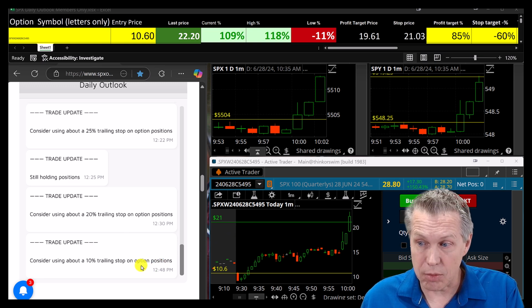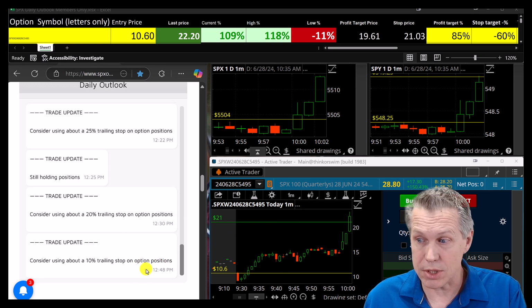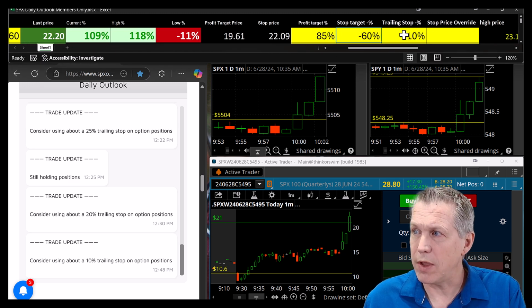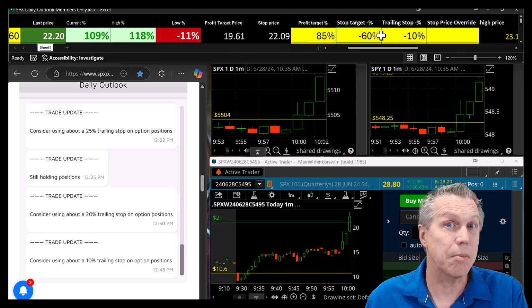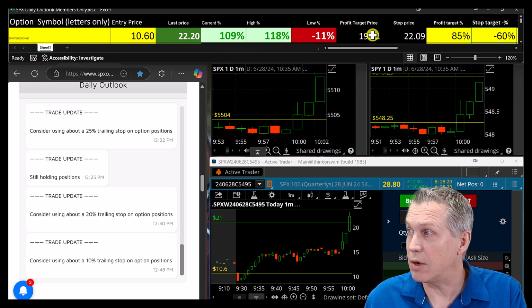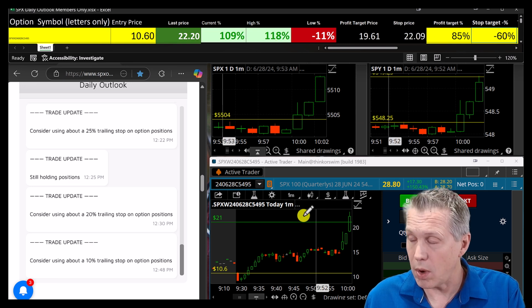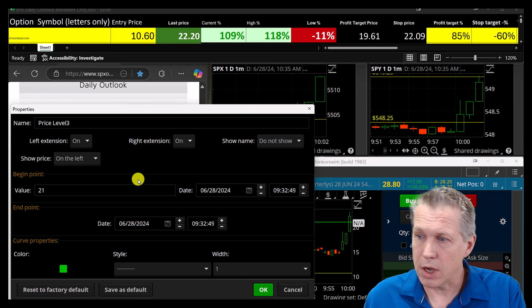We have an update. Now it says consider watching about a 10% trailing stop. Oftentimes, once we've hit over that 100%, we're going to tighten up our trailing stops, and that's what we've done. So we enter that in our Excel spreadsheet up here. That tells us that our new stop price is 22.09. And so we're going to want to change that.